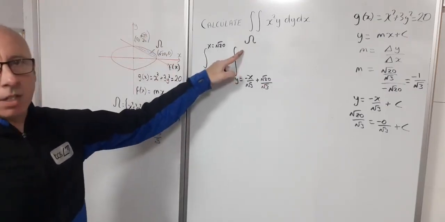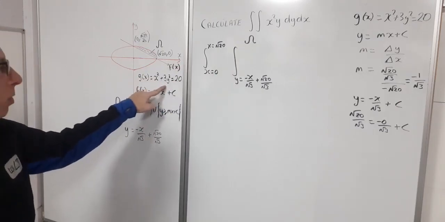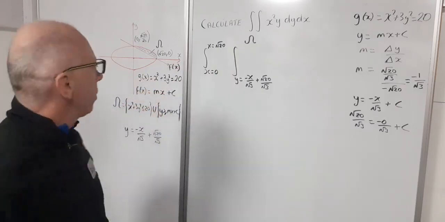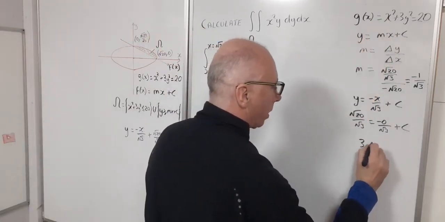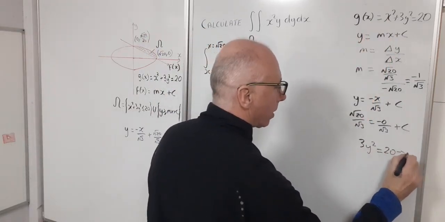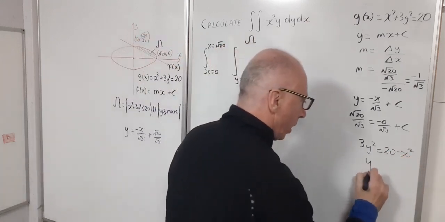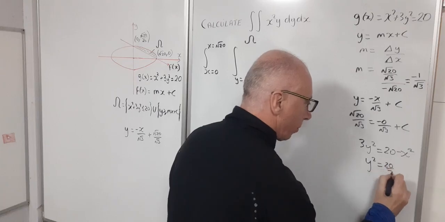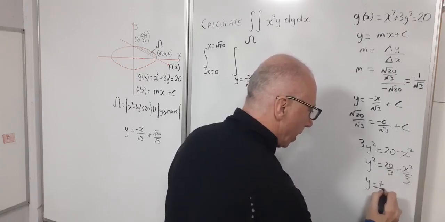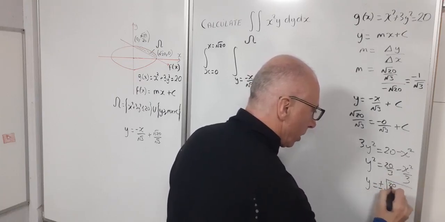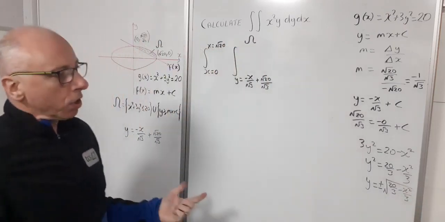But now to integrate in terms of the x-axis for the upper bound, we need to make y the subject of this one here. So let's just do that on the side here. So I've got it written down here. So we get 3y squared equals 20 minus x squared. And then let's get this y on its own. So we've got y squared equals 20 over 3 minus x squared over 3. So y equals plus or minus square root of 20 over 3 minus x squared over 3. So we've got two values there.